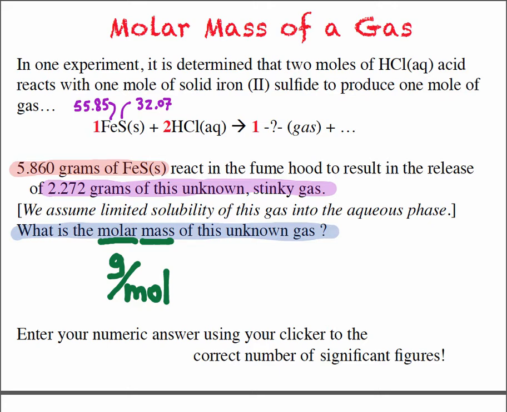So here's the stoichiometry. I react some hydrochloric acid with some iron sulfide, creating a stinky gas, but I don't quite know what the formula is. I mean, I do, but I'm pretending I don't. But I do know that 1 part of iron sulfide leads to 1 part of stinky gas, 2 parts of HCl. If I started with 5.86 grams of iron sulfide, and I knew somehow that I released 2.272 grams of unknown stinky gas, what's the molar mass of the gas?